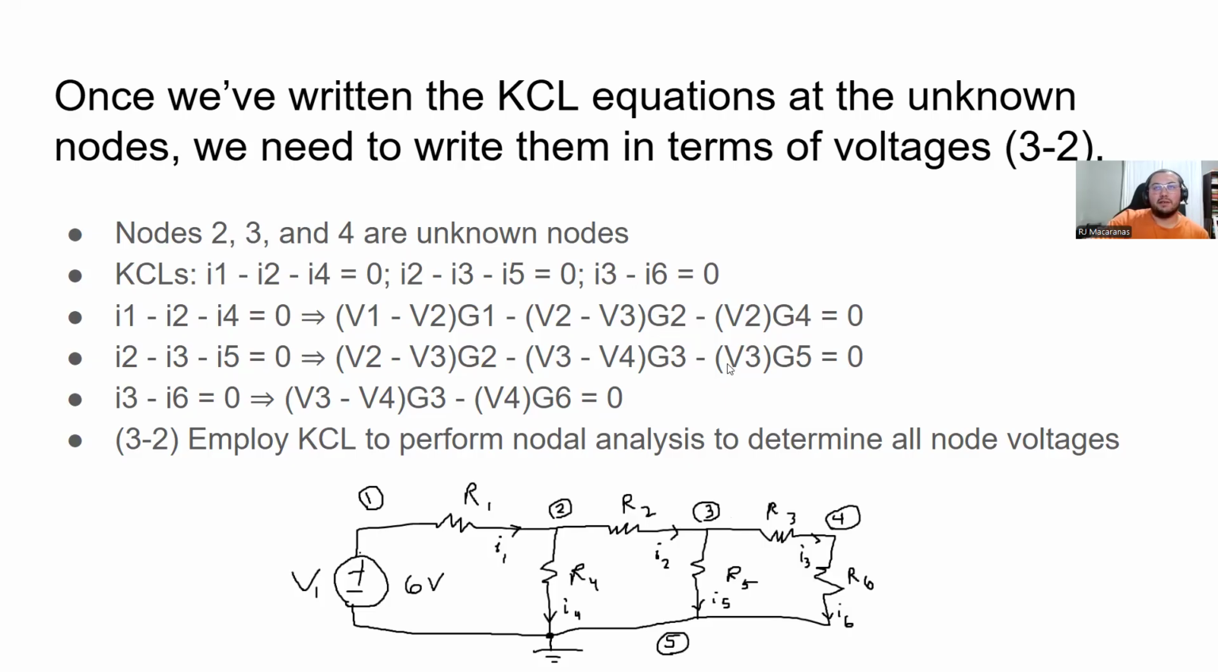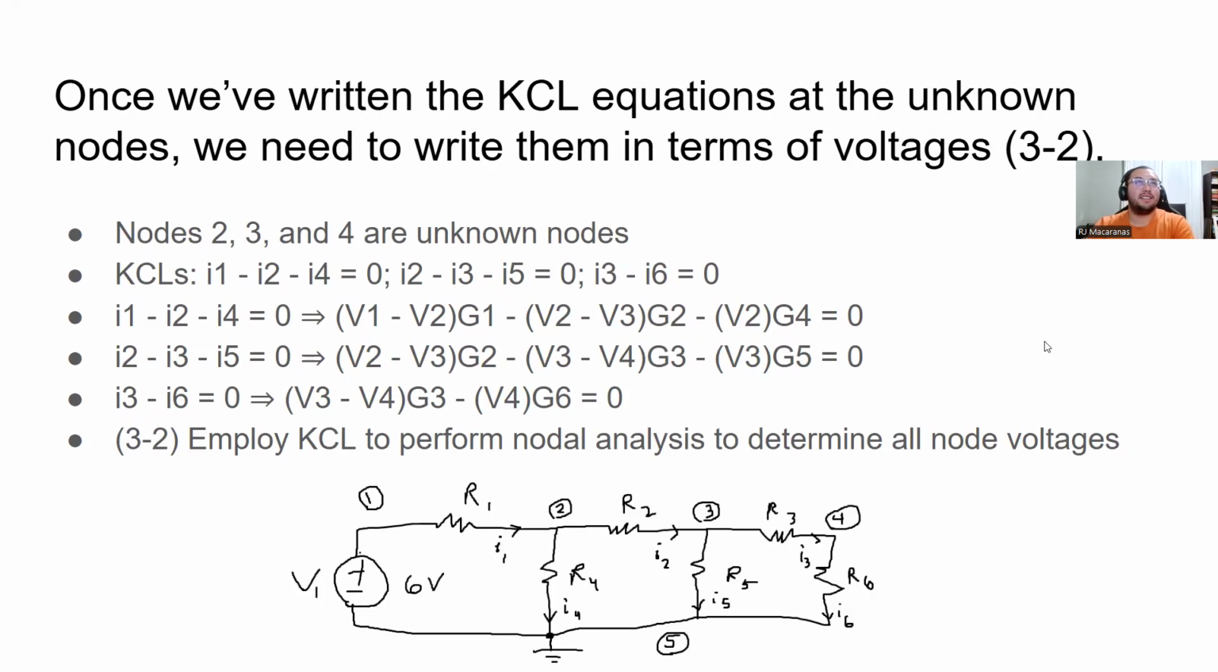Here, this is kind of interesting. We know that node 5 is 0, right? This is our zero potential. So I actually omitted that subtraction of V5 because I know that's 0. So I'm subtracting V3 times that conductance, G5.